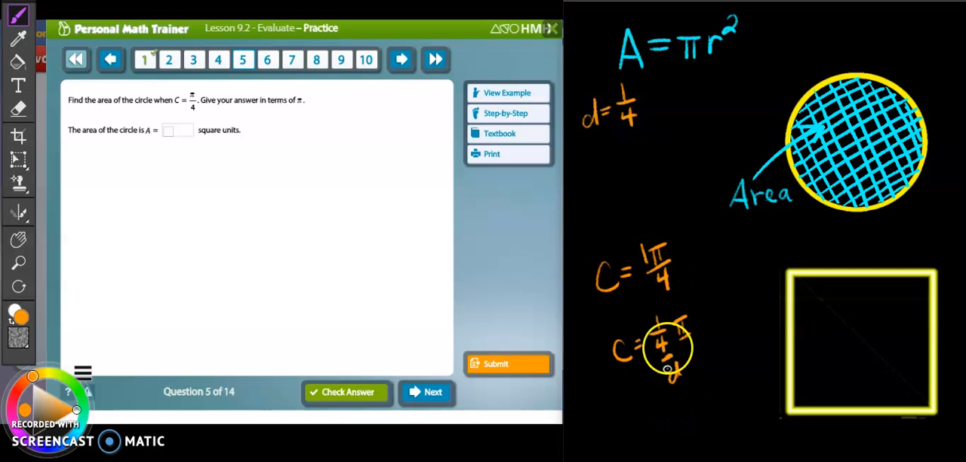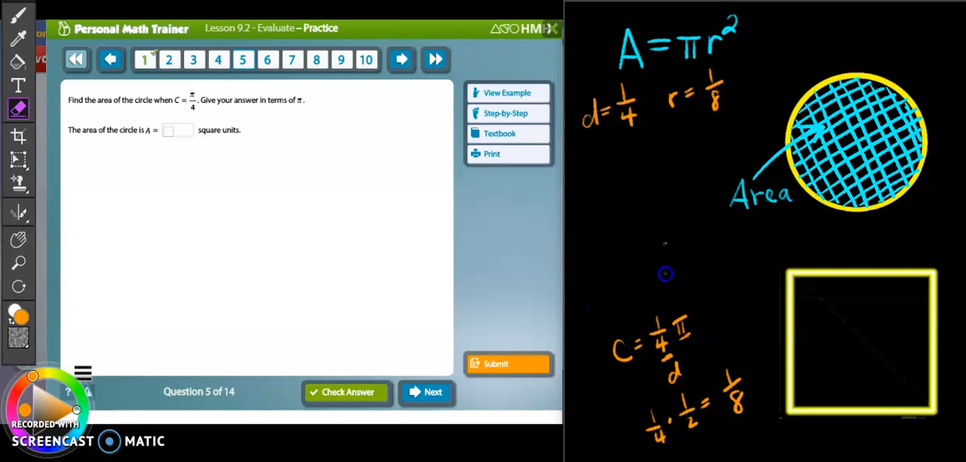Remember, to find a radius you have to take half of this. So if we take half, that's really taking 1/4 and multiplying it times a half. So half of 1/4 would be 1/8. That means the radius would be 1/8. So now you have to use your formula. So I have this stuff done here. If you want to pause the video so you can see that stuff, you can. But now that I know my radius, I can figure out what my area is.